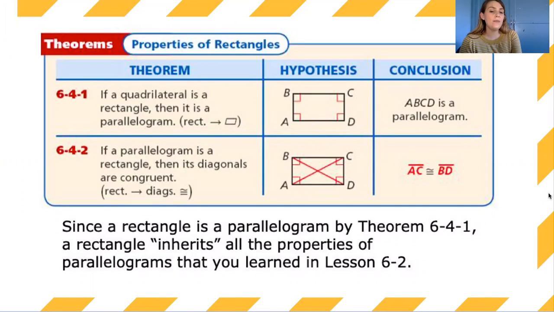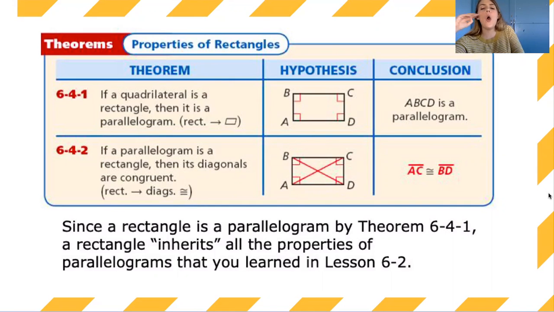So the first is that if a quadrilateral is a rectangle, then it's also a parallelogram. So remembering all the definitions that we learned about parallelograms, so things like 2 sets of parallel sides, opposite sides that are congruent, and so forth, all of those are also true about rectangles. So rectangles are parallelograms. However, a parallelogram isn't necessarily a rectangle.